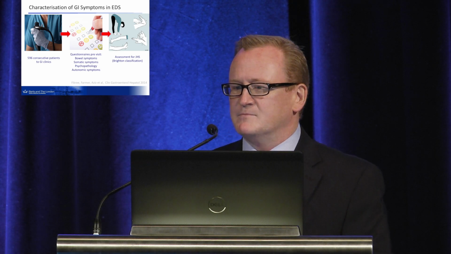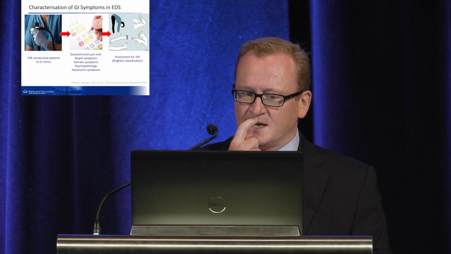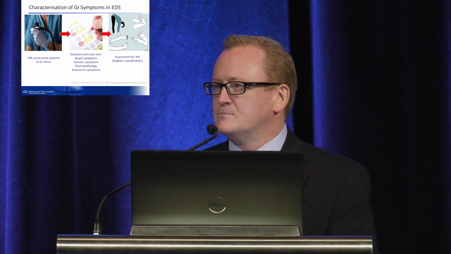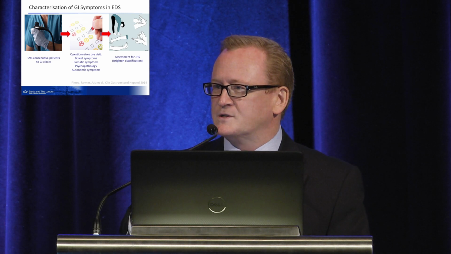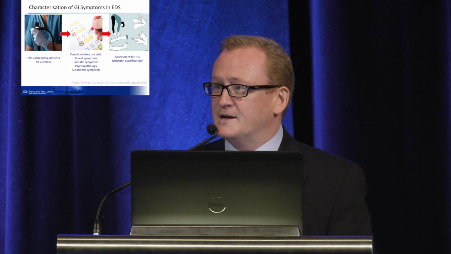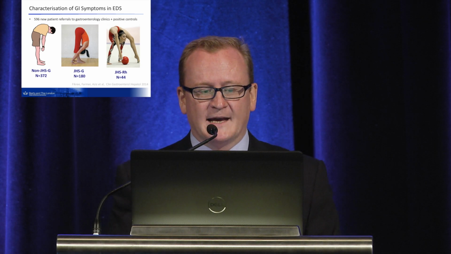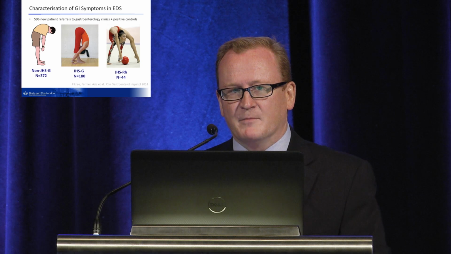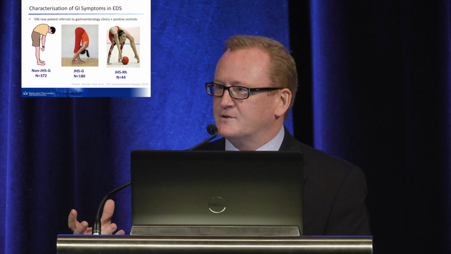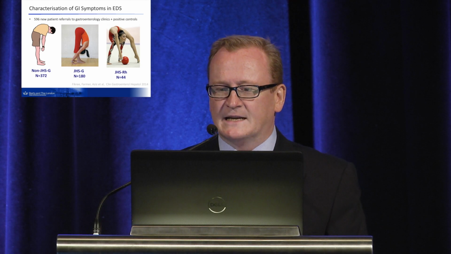So we then began to characterize the gastrointestinal symptoms in patients with EDS, in a larger cohort of patients. And we looked at nearly 600 patients who came to our clinics. And we asked them to complete a number of validated questionnaires looking at bowel symptoms, some of their musculoskeletal symptoms, autonomic symptoms, and some of their anxiety and depression scores. We also classified them as to whether they had evidence of generalized joint hypermobility and JHS. We also had to have some positive control groups, so we had a proportion of those patients who didn't have hypermobility, some that did, and then we also had a positive control group from the rheumatology clinic as well.